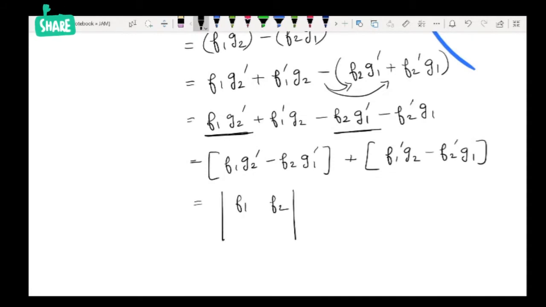So it is same as the determinant f1 f2 g1 dash g2 dash. You can check it, f1 g2 dash minus f2 g1 dash. Great. So the second term will be the determinant of f1 dash f2 dash g1 and g2. You can check that as well. Now that we are done with our answer, let's go back to the choices given and select the correct one.